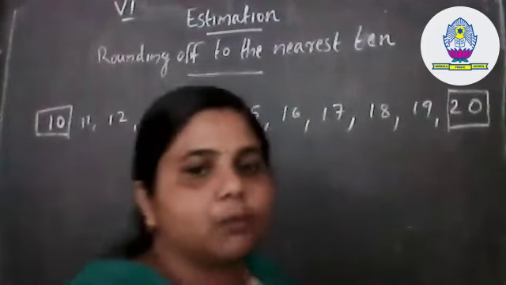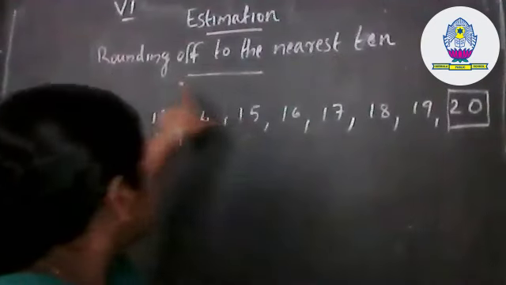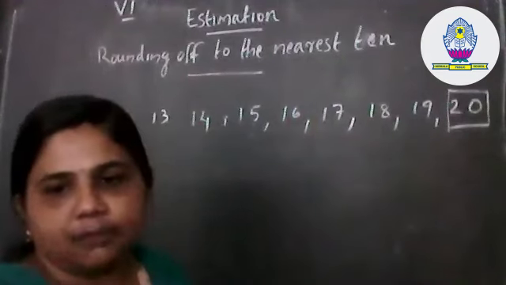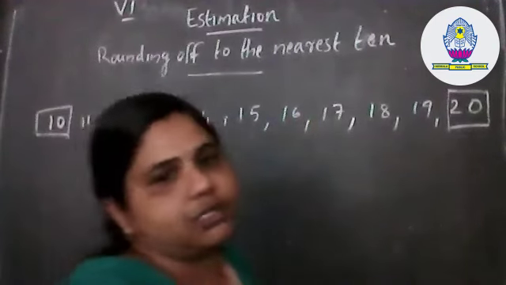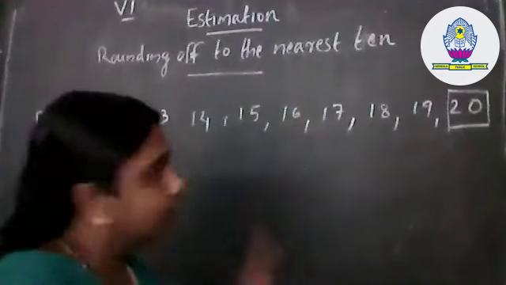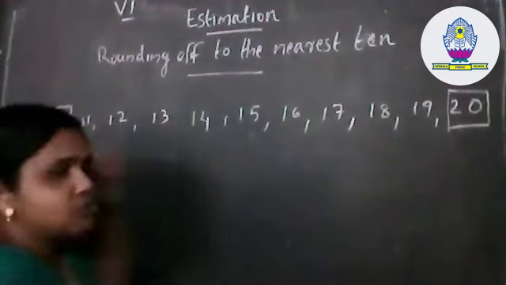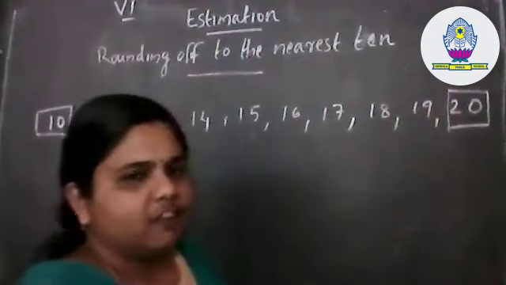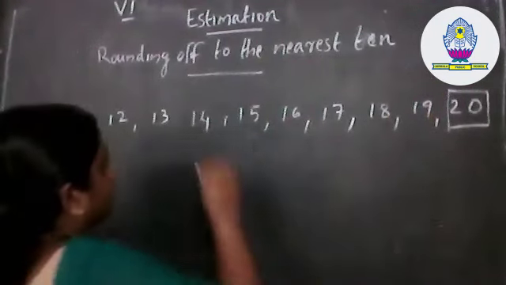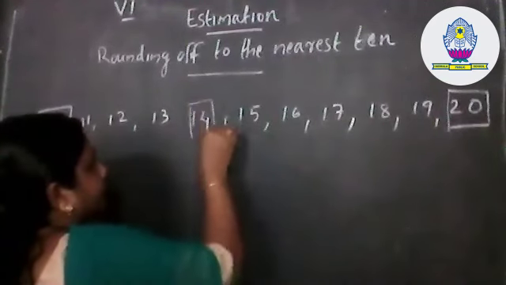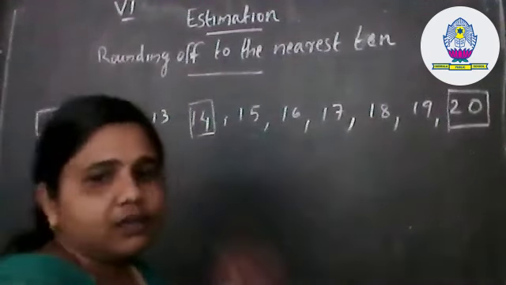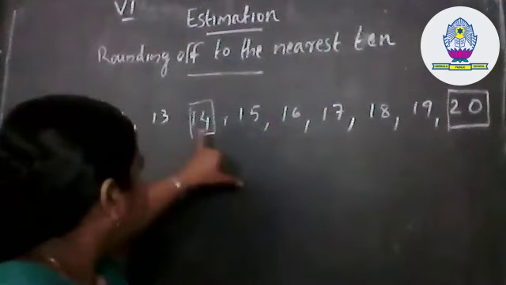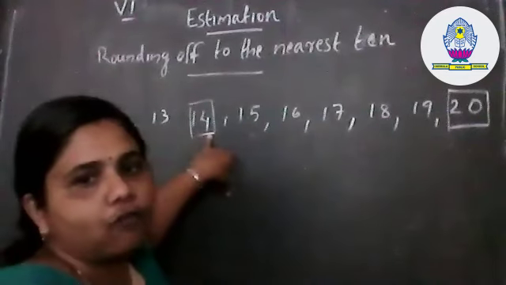That is our first topic in estimation: estimation to the nearest 10. How to estimate the nearest 10? So we consider the numbers 10 to 20. We select a number, that is number 14. 14 is between 10 and 20. So the nearest 10 of 14.